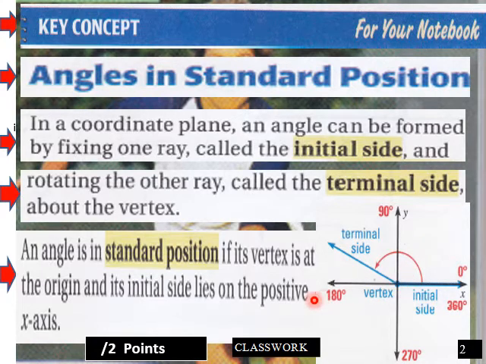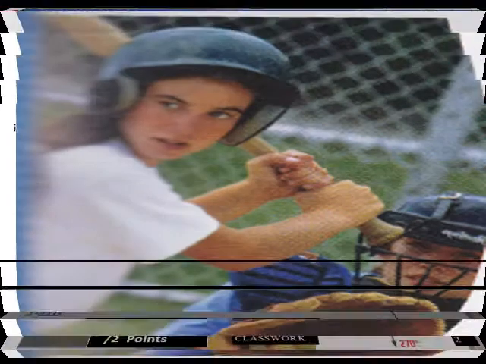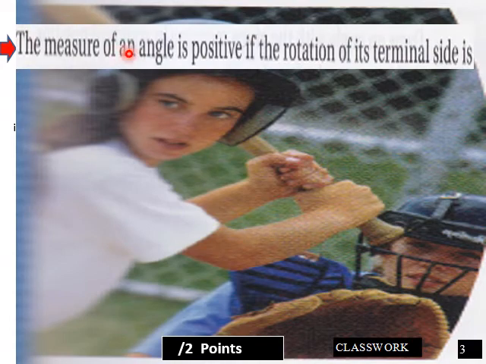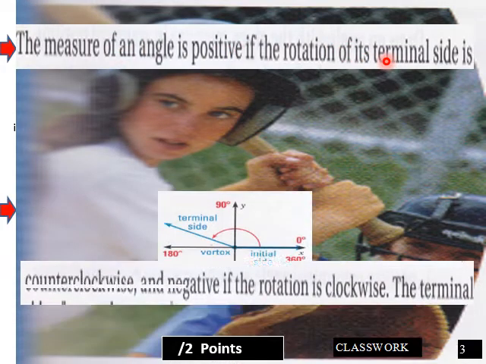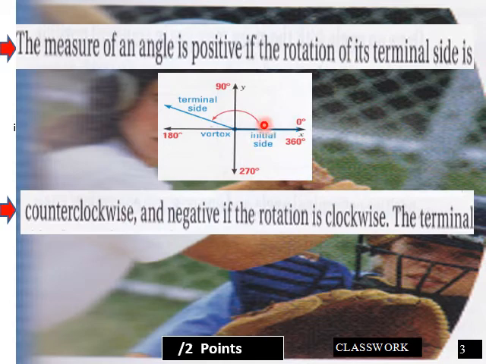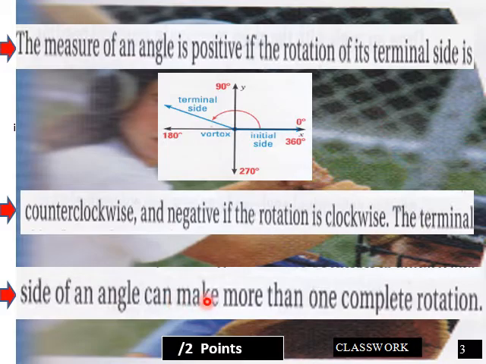It would be over here on the positive x-axis, like that. Okay, the measure of an angle is positive if the rotation of its terminal side is counterclockwise. So going this way, this is a positive angle, and negative if the rotation is clockwise. So if you have an angle that rotates like this, it's a negative angle. This will be a positive angle rotating like that. The terminal side of an angle can make more than one rotation.